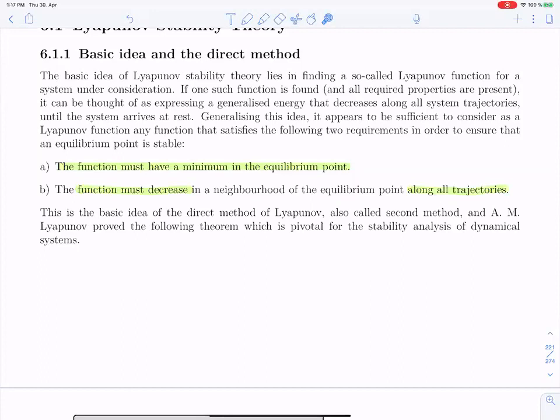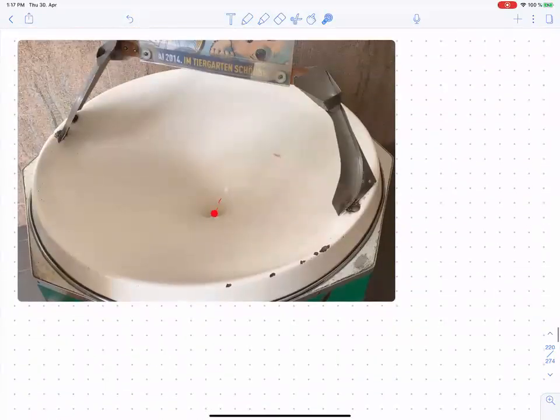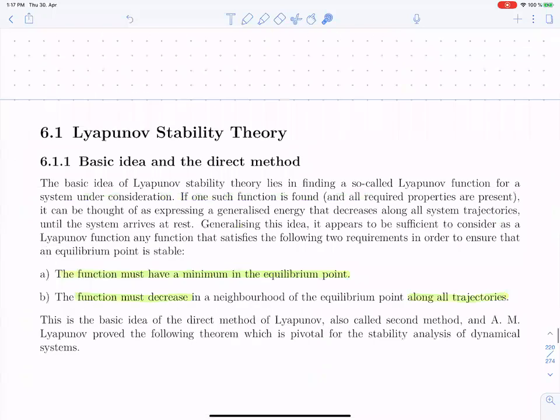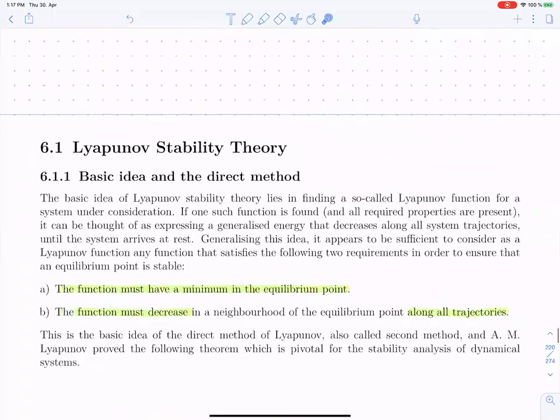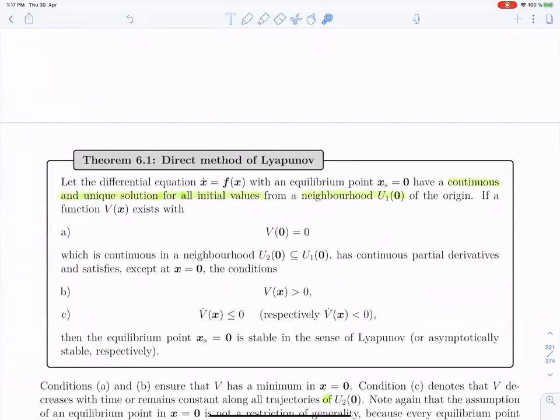He proposed a function which is now known as the Lyapunov function. And this function is actually very simple. It must have a minimum at the equilibrium point, so probably like here. And secondly, the function must decrease in the neighborhood of the equilibrium point along all trajectories. So no matter how we toss these coins, they should all end up here in the sink, so to say. This is the basic idea, and this is his mathematical result.